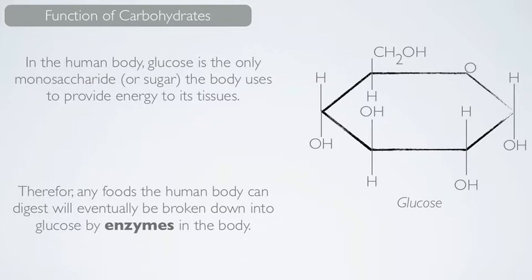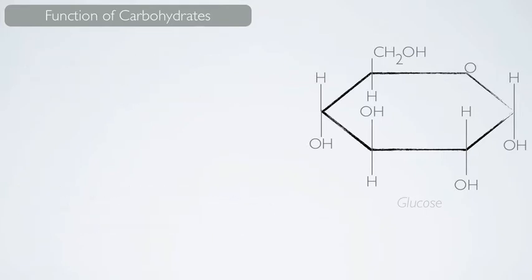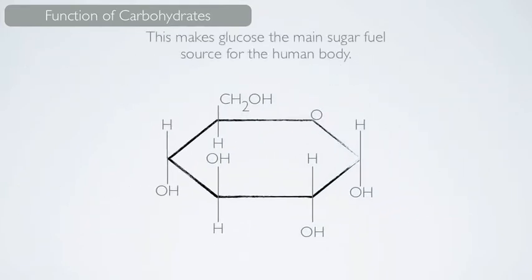This is because, in the human body, glucose is the only monosaccharide the body uses to provide energy to its tissues. This means that glucose is the main sugar fuel source for the human body.